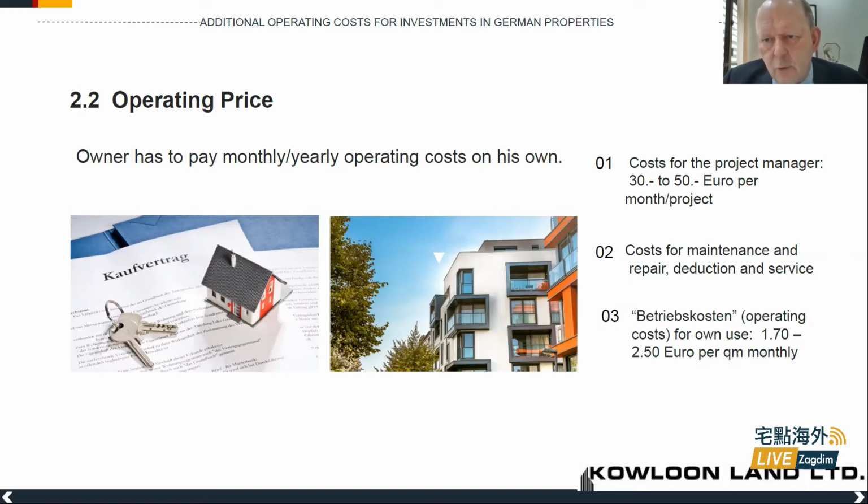That means it's the costs all around your investment.